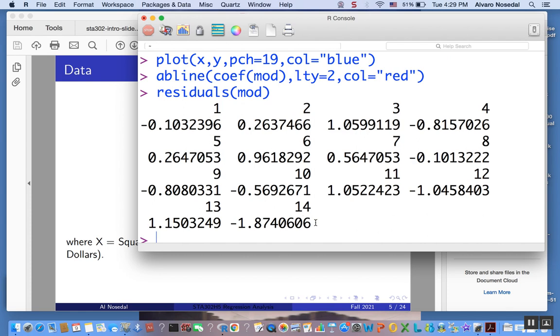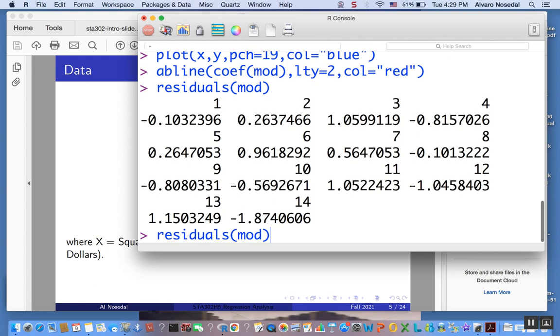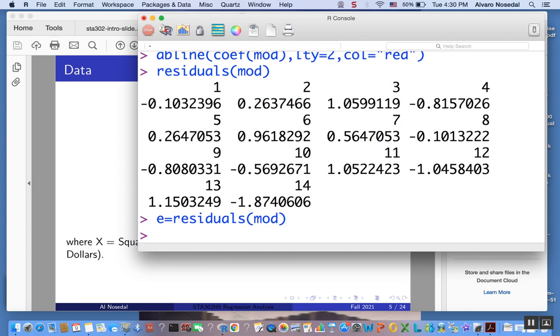Let me save those residuals in an object called E. Remember that we use the letter E to refer to the residuals, which are basically the quantities that we're going to be using to estimate the errors, the unobserved errors.